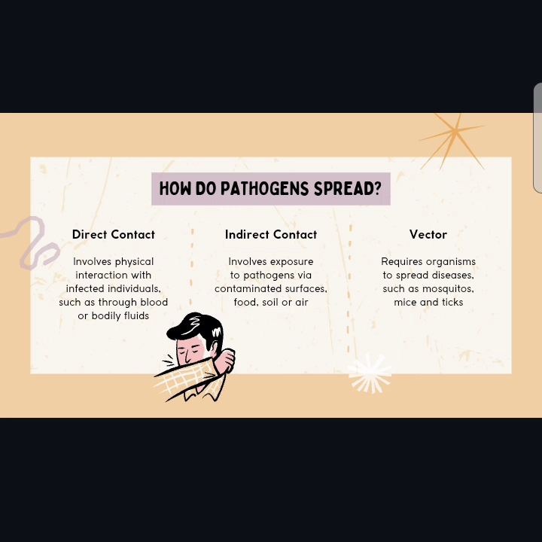And the last way is vectors. Vectors are organisms like mosquitoes, ticks, and mice that carry pathogens from one host to another, and it acts as a carrier which carries the disease from one person to another. Malaria is a classic example that is spread by mosquito bites.